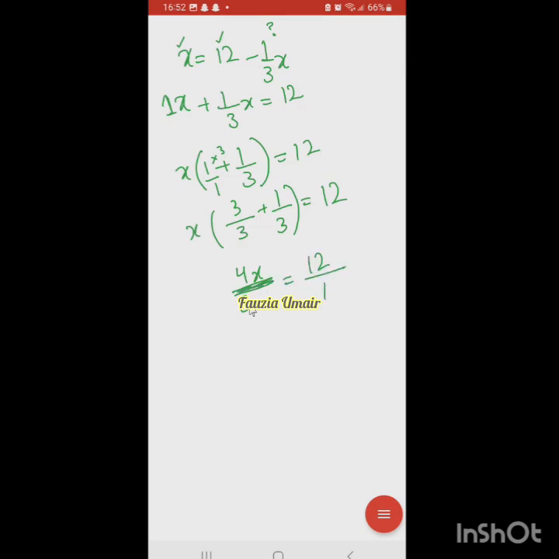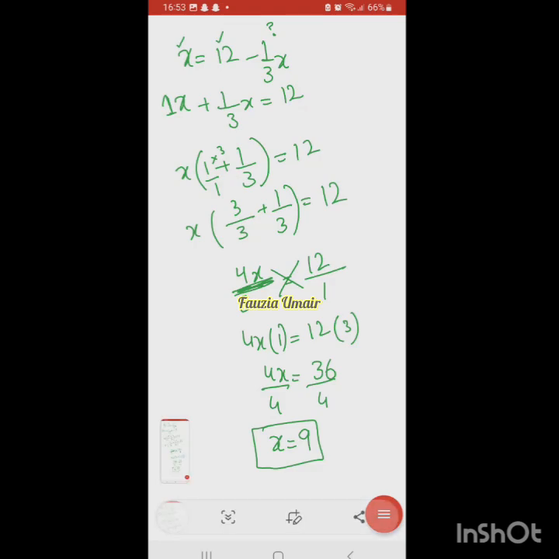Is it clear till this point? 4x by 3, how is it? Now here we have to take the cross multiplication. Very good. So this 4x is multiplied with 1 and 12 is multiplied with 3. So 4x is equal to 12 threes are 36. Now divide both sides by 4. So x is equal to 9. Is it clear? Yes, ma'am. Okay.